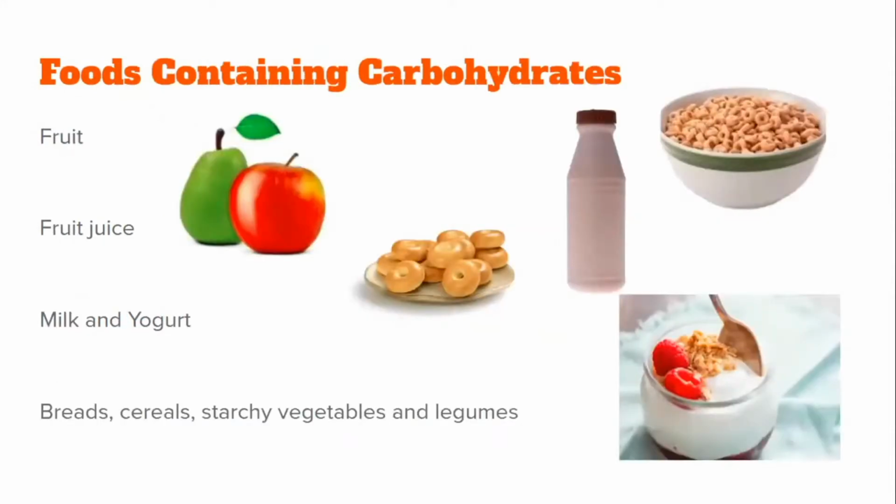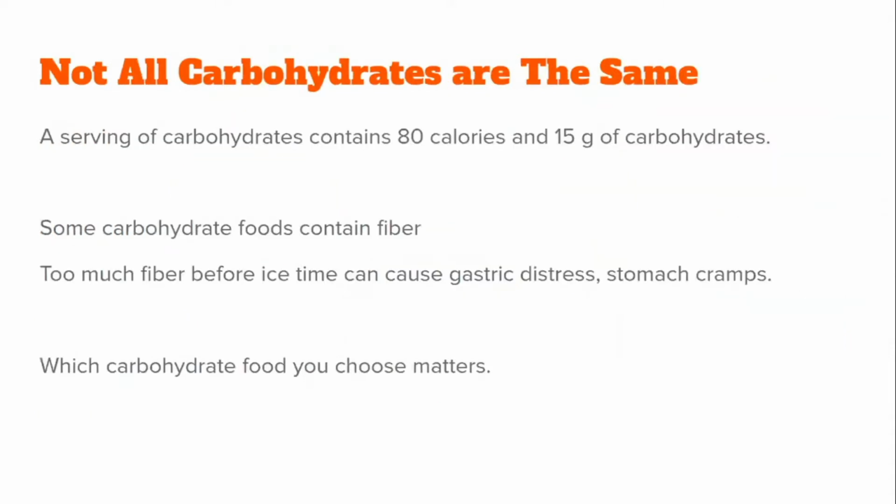Foods that contain carbohydrates are a great variety: fruit juices, milk and yogurt, and then your bread, cereals, starchy vegetables like corn, potatoes, sweet potatoes, peas, lima beans, and legumes like black beans, pinto beans, kidney beans. But not all carbohydrates are the same. Any carbohydrate serving is going to contain 80 calories and 15 grams of carbohydrates.